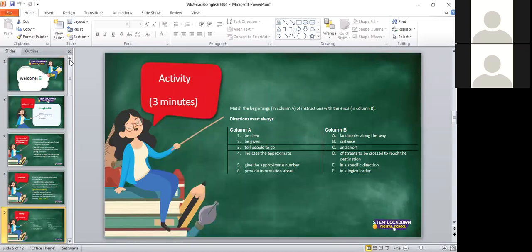Do you also want to try number 4? Yes, you can go to number 4. Number 4 would be B, which means you indicate the approximate distance. That's good. Yes, that's correct. Thank you. Can the last one give us answers for 5 and 6?